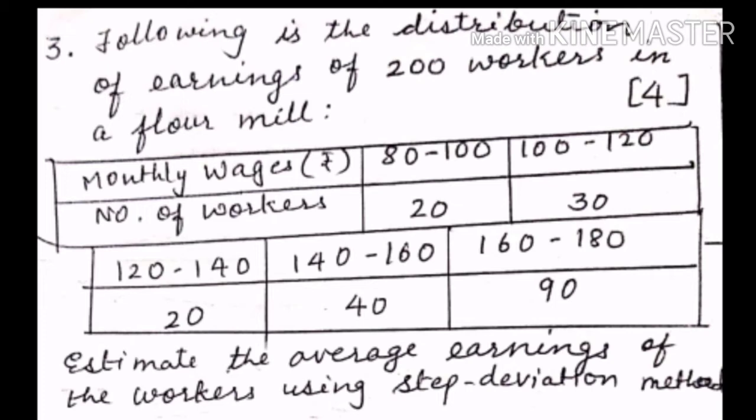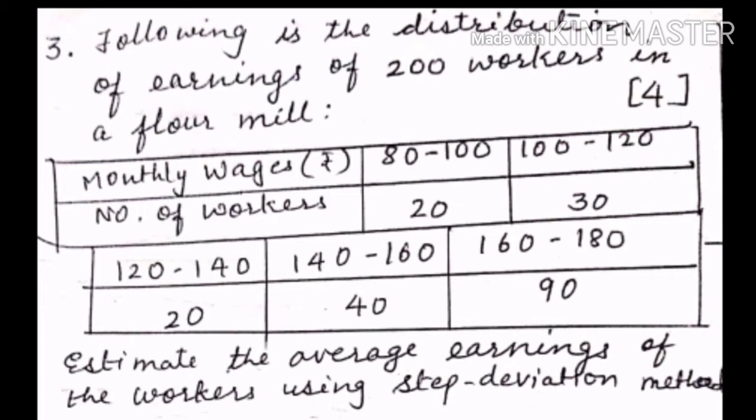Now part 3 of this question is: following is a distribution of earnings of 200 workers in a flour mill. So here in the table you are given monthly wages in rupees and number of workers. So estimate the average earnings of the workers using the step deviation method. So here you have to use the step deviation method. We have already studied it. You have to go through the method again, students. First, how will you write? First you have to draw the table, and then, with the different steps of step deviation, you will get the mean of this question.